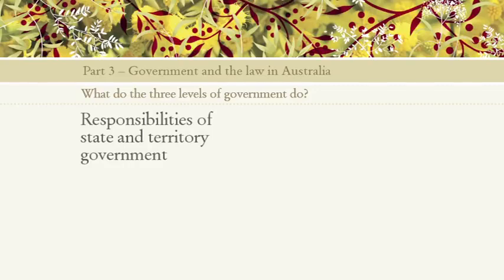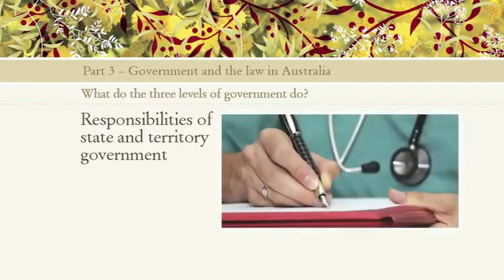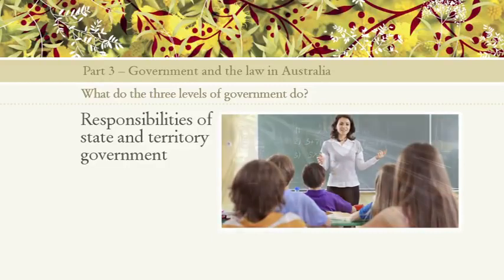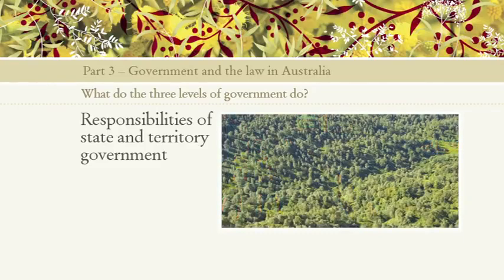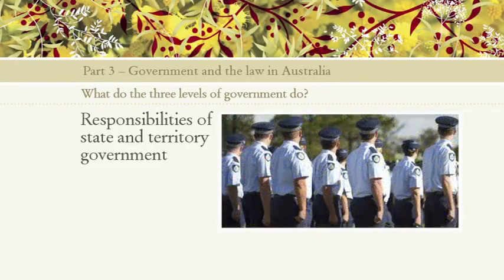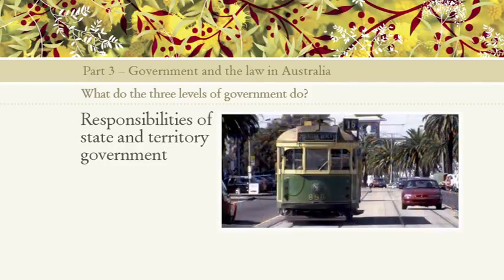Responsibilities of state and territory governments. Hospitals and health services. Schools. Railways. Roads and road traffic control. Forestry. Police. And public transport.